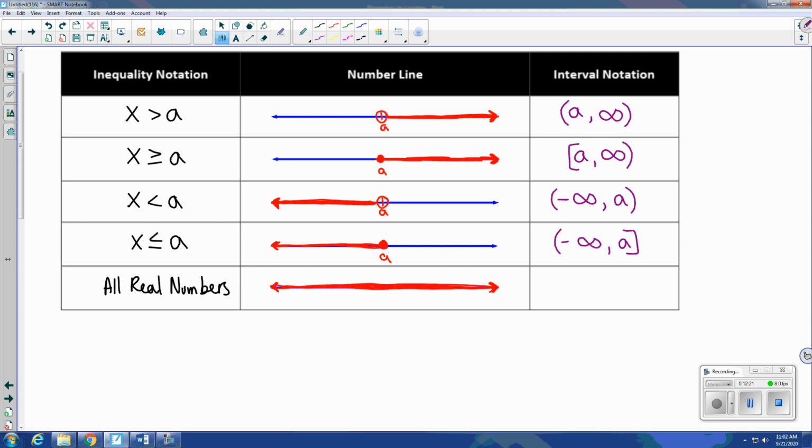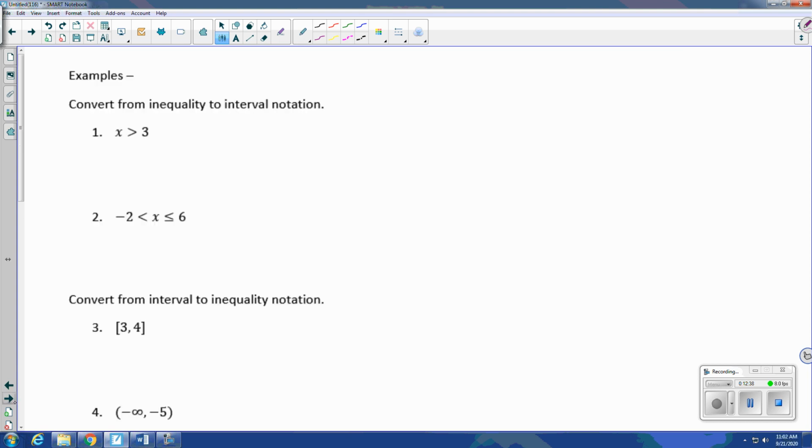It's included, so bracket. And then how do we do all real numbers? Maybe you can figure this out on your own, but it extends forever in both directions, so we're going to utilize two infinities, one showing the negative, and then it extends forever in the positive direction. So these are the unbounded possibilities. To wrap up this video, let's look at some quick examples.